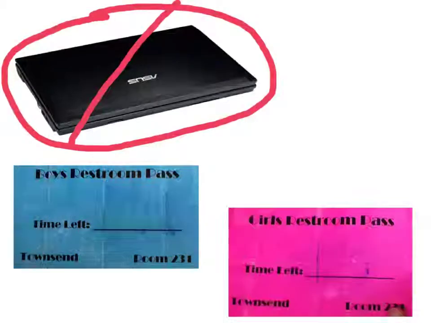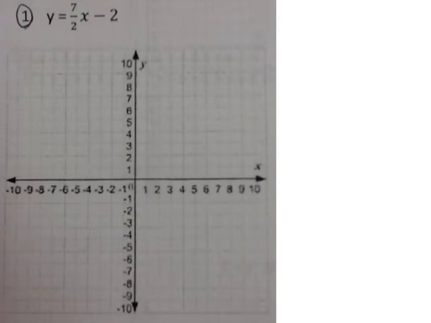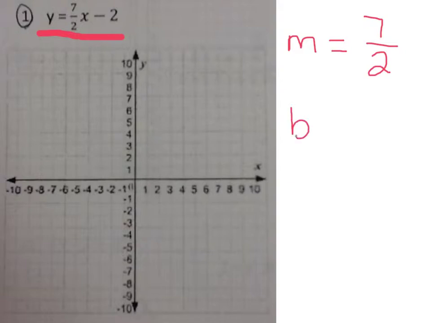Are we ready? We are going to start with number 1. We have y equals 7/2 x minus 2. First, it might be nice to identify the slope and y-intercept. Since slope is m, the slope for this example is 7 over 2, or m equals 7 over 2. The y-intercept is b, so b equals negative 2. Don't forget the negative sign on the 2.